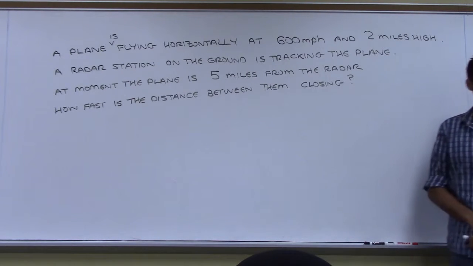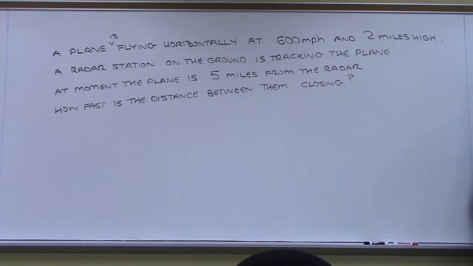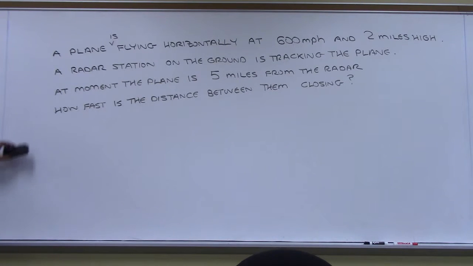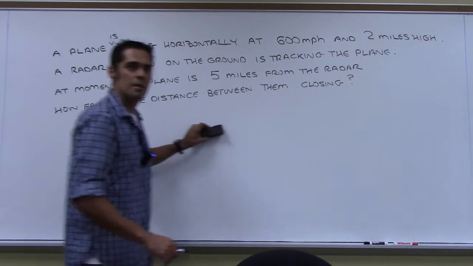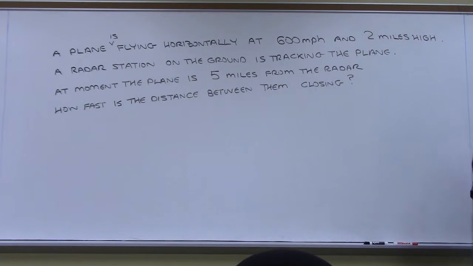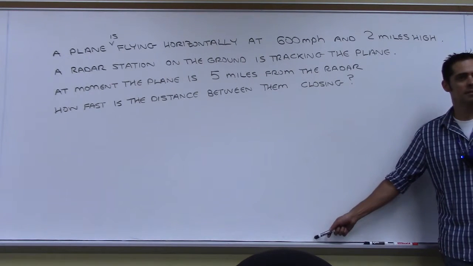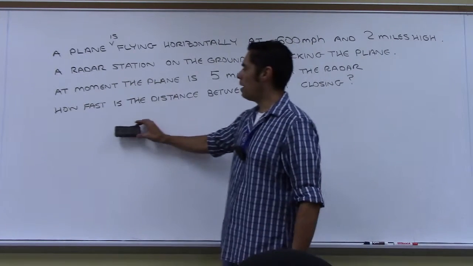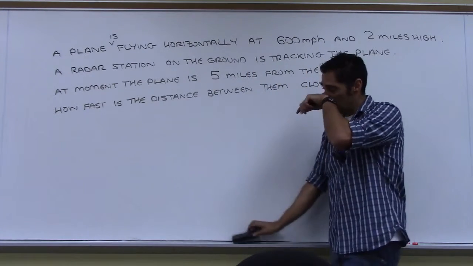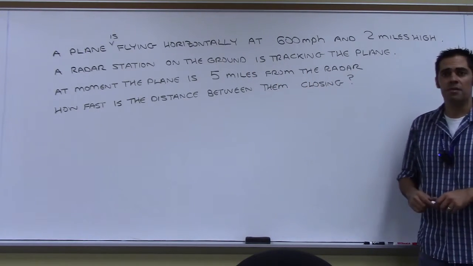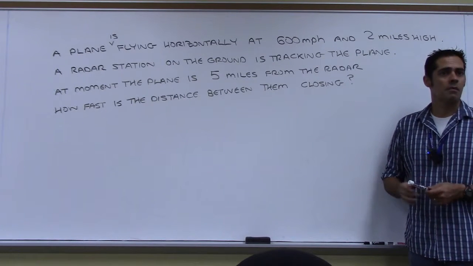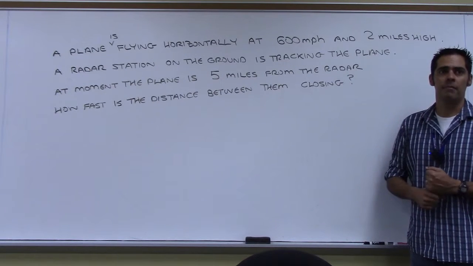Everybody understand the question? Do you see a picture yet in your mind? Or got a plane flying horizontally? It's 2 miles off the ground, right? There's a radar station on the ground, right? It's watching the plane go over, tracking it. At the moment the plane is 5 miles from the radar station, what we want to know is how fast the distance between them is closing. And it's still 2 miles high, right? It's just 2 miles high the whole time. Yep. It's coming at them.